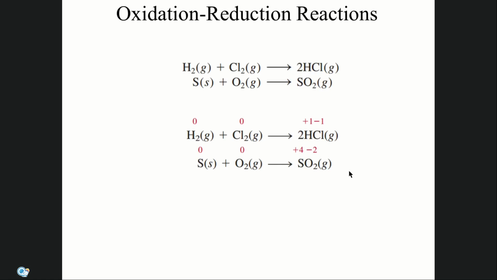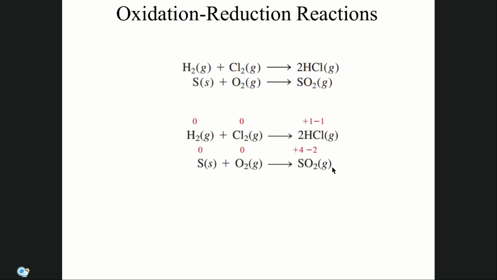Note that the sum of the oxidation numbers of hydrogen and chlorine in hydrogen chloride is 0, plus 1 and minus 1. The sum of these numbers is 0.